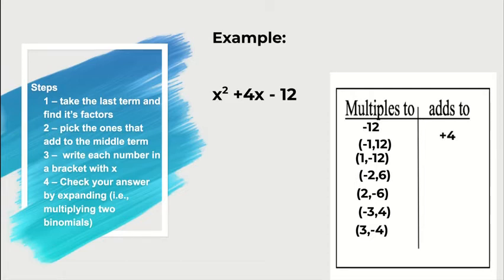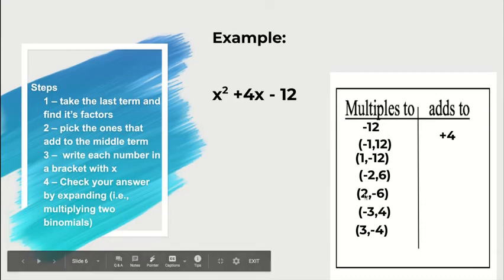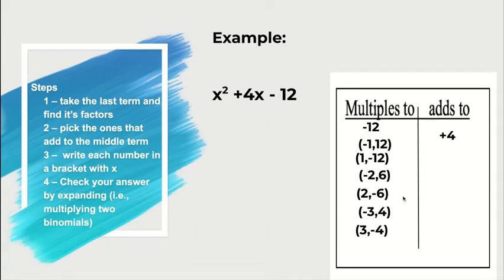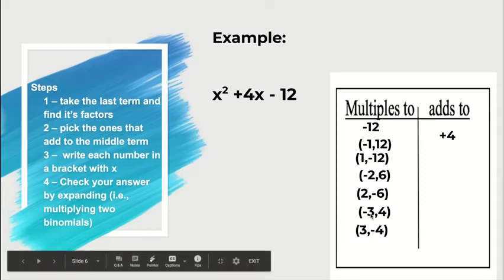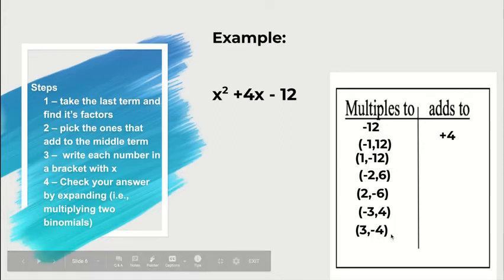And it needs to add to positive 4. Well, negative 1 plus 12, well, that equals 11. 1 plus negative 12 equals negative 11. Negative 2 plus 6, well, that equals positive 4. Let's just check the others first. 2 plus negative 6, well, that's negative 4. Negative 3 plus 4 is positive 1. And then 3 plus negative 4 is negative 1.